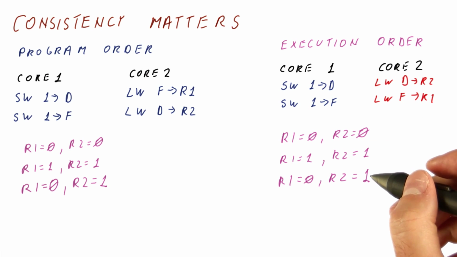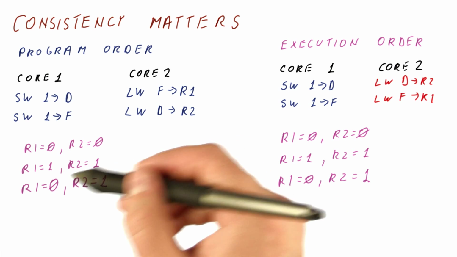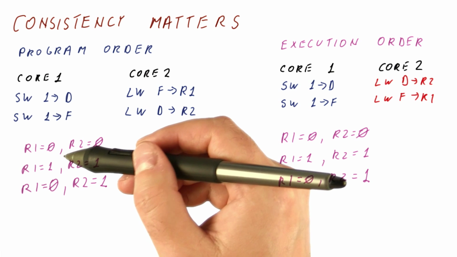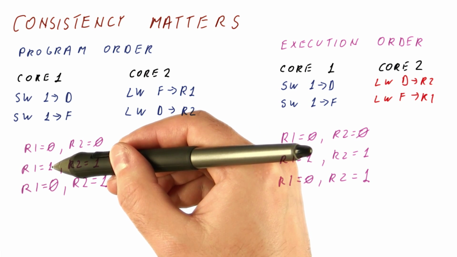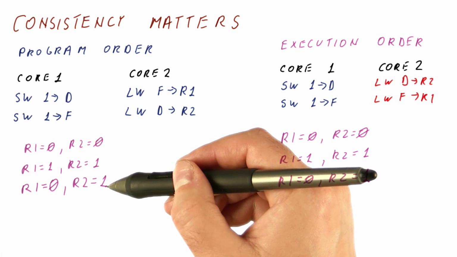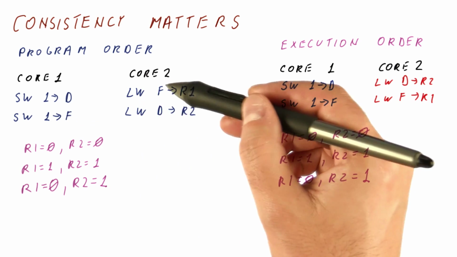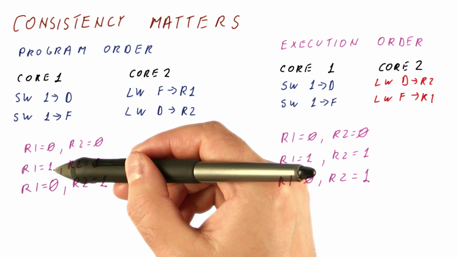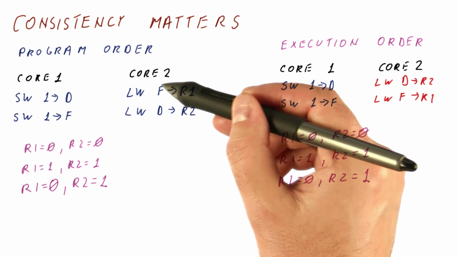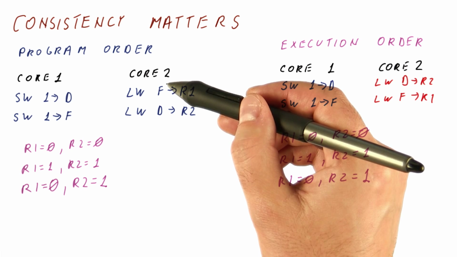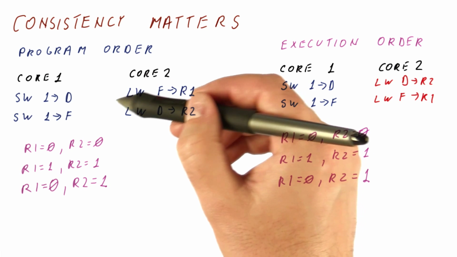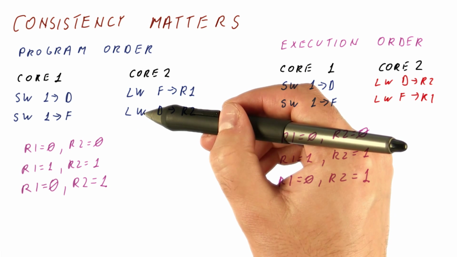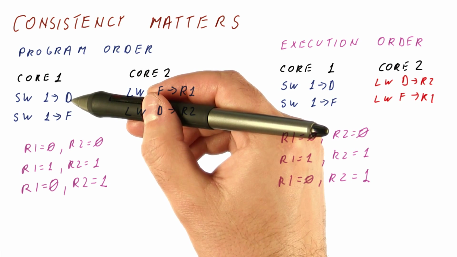And now it gets interesting. We have seen that there are these three possibilities, so the question is, can we get R1 to be 1 while R2 is 0? And in the program order, if we consider that, it's not possible. R1 being 1 means that when we read F, we read 1. That means that this load has to come after this store. If that happens, then this load has to be after this load too.